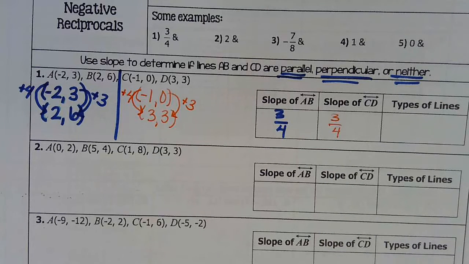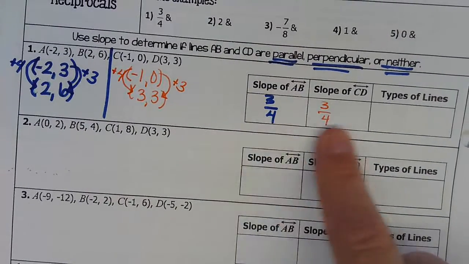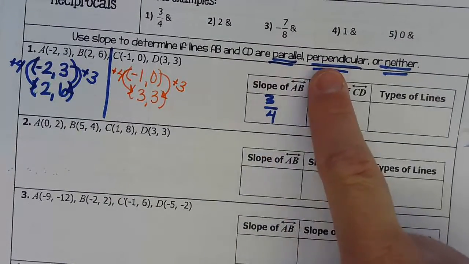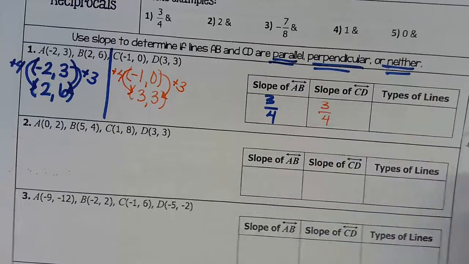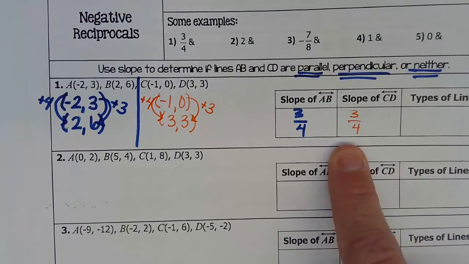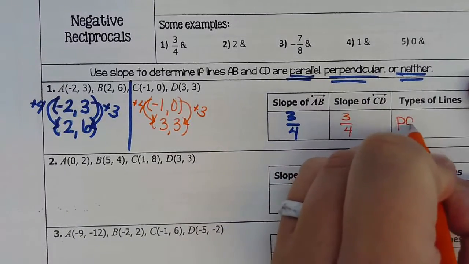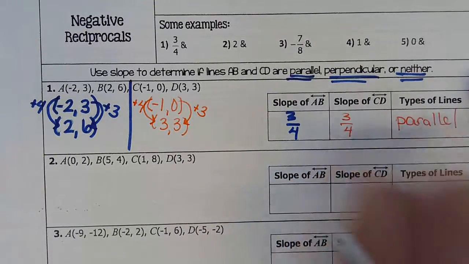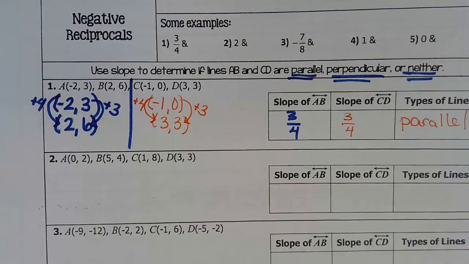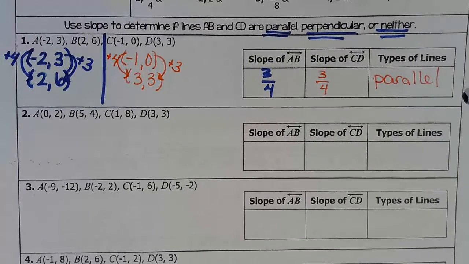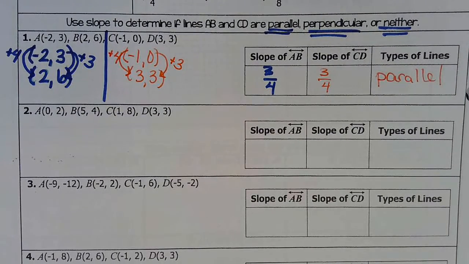Once you have your slopes, then you need to kind of take a step back and compare and figure out, are your lines with these two slopes parallel, perpendicular, or neither? Since these slopes are exactly the same, your lines would be parallel. It's kind of the hard part of what you're doing today. Page 11. Let's take a look at another one.